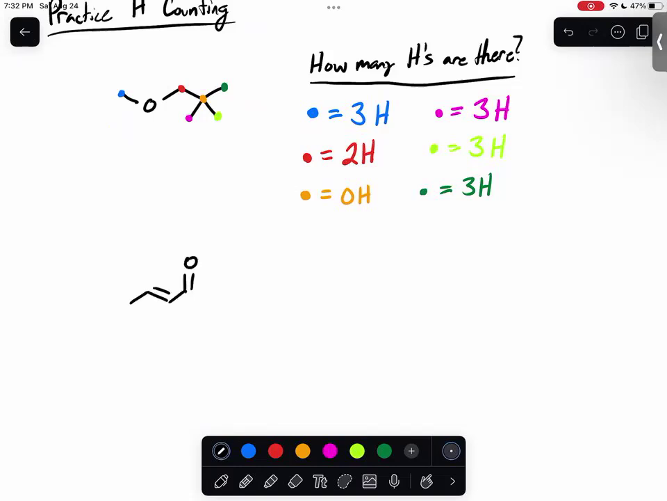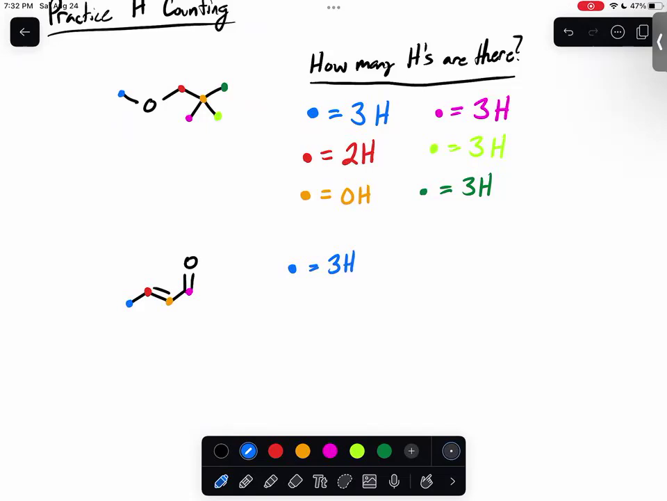So if we take a look at something like this, the first thing we want to do is once again label those carbons. We'll just go left to right. We see that there's a carbon here because it's the end of a line, a carbon here, a carbon here, and a carbon here. Looking at these, the blue carbon has only one bond shown to it, which means that there are three not shown that are hydrogens.